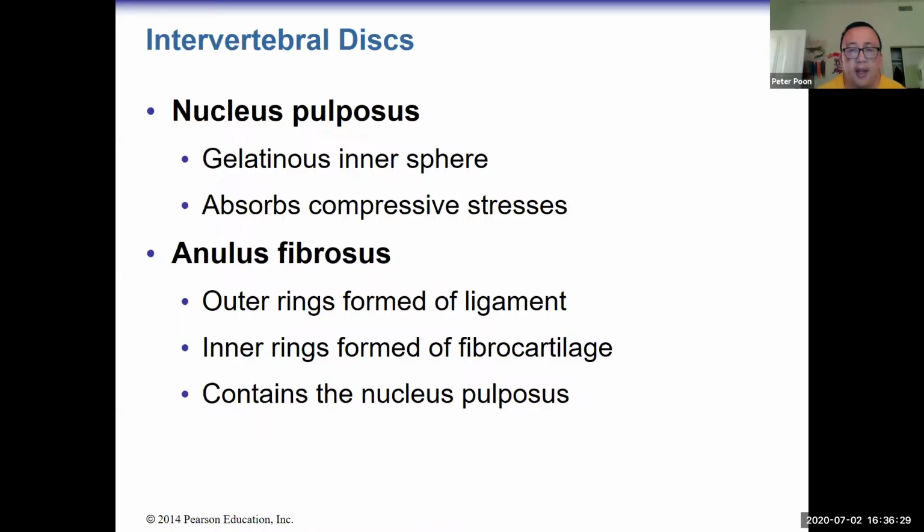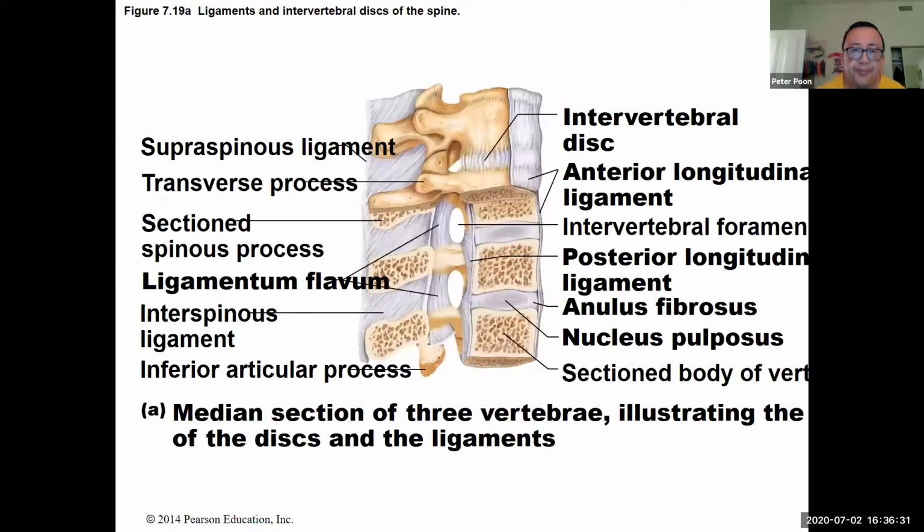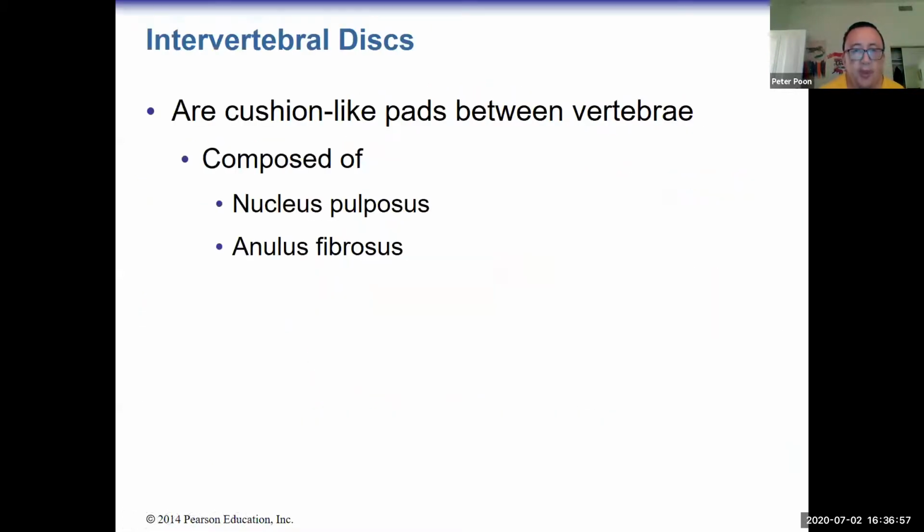Here you can see the 2. The nucleus pulposus is inside, the annulus fibrosus is on the outside, and if you pay attention to sports or old people who have slipped discs, it is literally slipping the nucleus pulposus out past the annulus fibrosus.